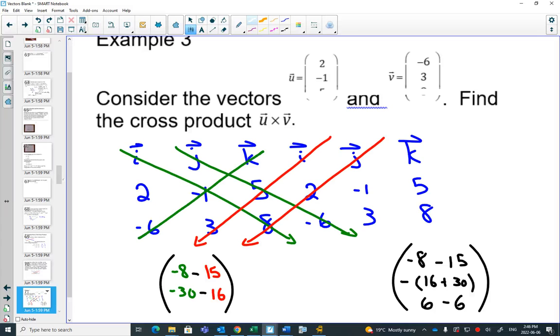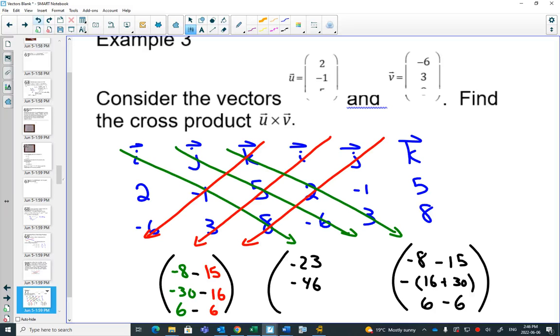And finally, with k, I could go two places. Here we go. I could go only this way positive, so that will give me 6, minus, and there's two ways I could go negative. I'll take this one right here. Positive 6, 6 minus 6. No matter which method you use, you will get negative 23, negative 46, and 0.